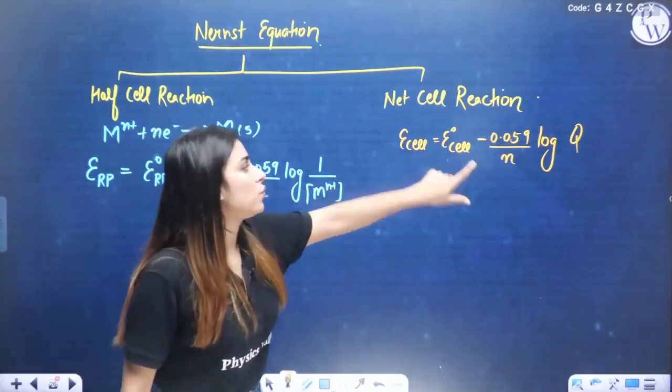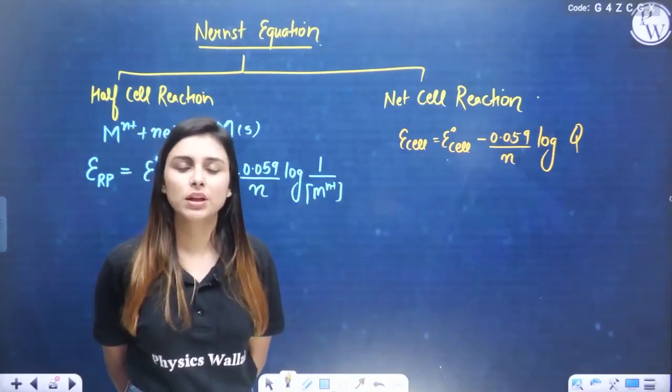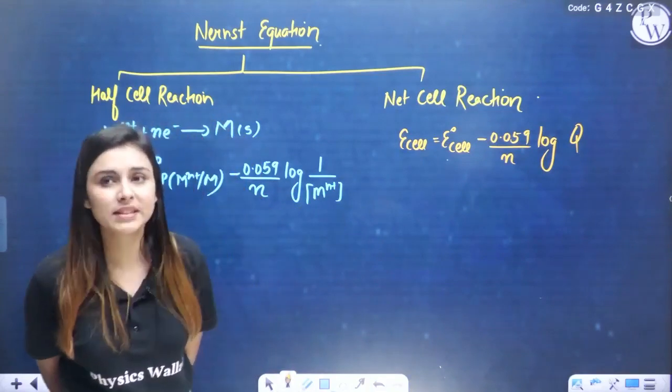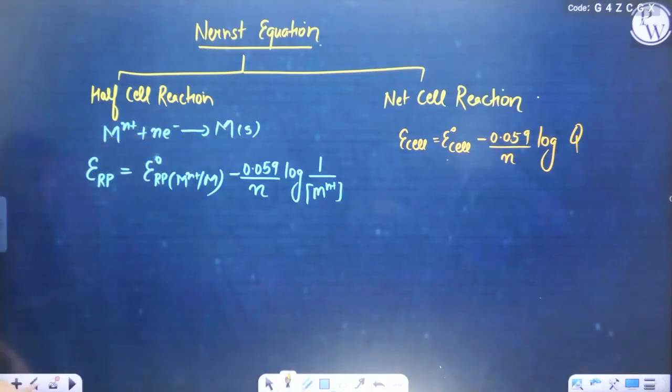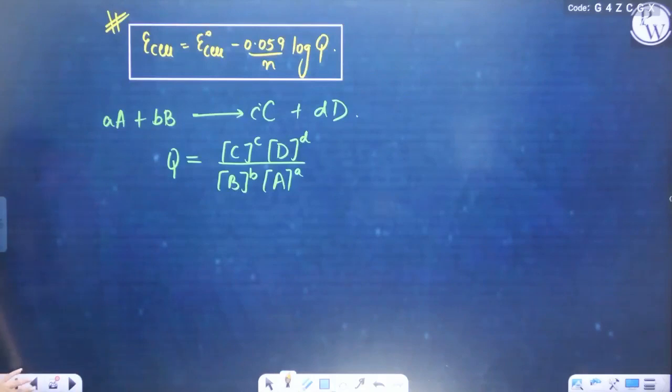Only and only you need to know the E naught of cells. It will be given to you in the question. I hope you're clear with this. Very good. Now if you want to write it, you can write it, and then we'll move forward.